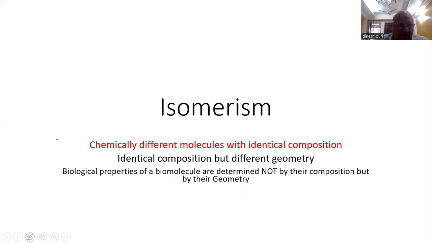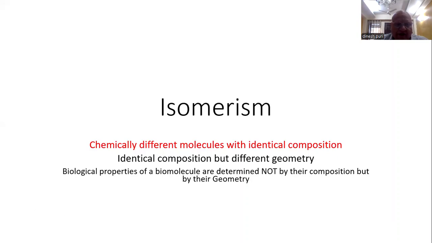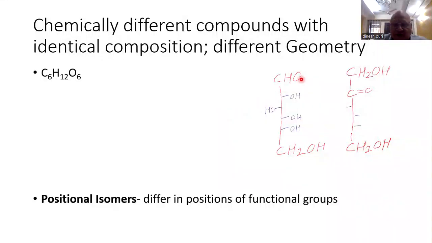Best wishes. The topic we are taking today is isomerism. So isomers, you people know very well, have various definitions: chemically different molecules with identical composition. The composition may be identical, but the geometry is different. For example, glucose and fructose.